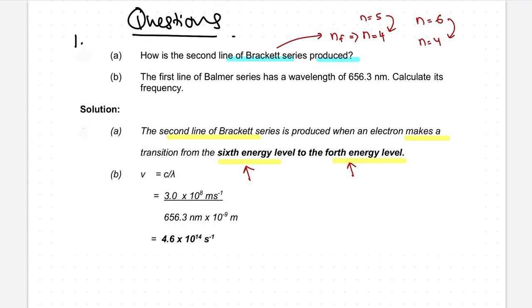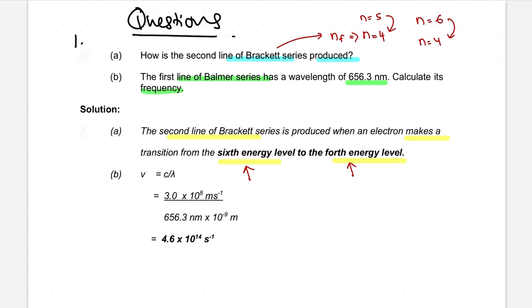Right, next, let's look at the next question, which is: the first line of the Balmer series has a wavelength of 656 nanometers. Calculate its frequency. So this actually just requires you to use the SPM formulas you have learned, whereby speed, velocity, frequency, okay, equals speed of light over lambda.